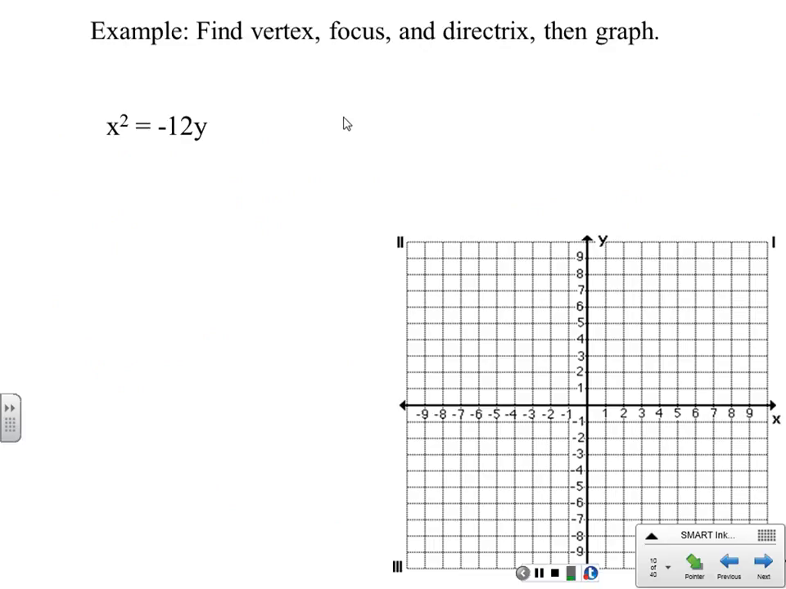Okay, so here's a perfect test question. Find the vertex, focus, directrix, and then graph it. Oh, and I need to throw in the primary focal chord too. So I want you to find the vertex, the focus, the directrix, and the primary focal chord.